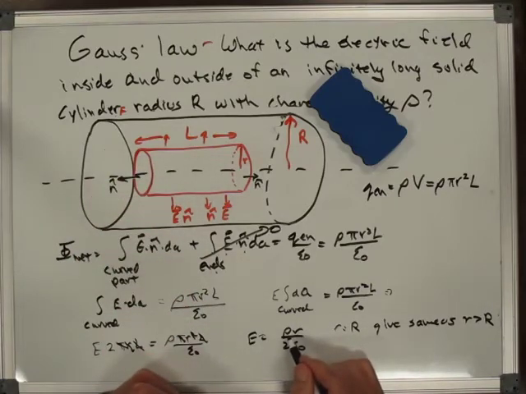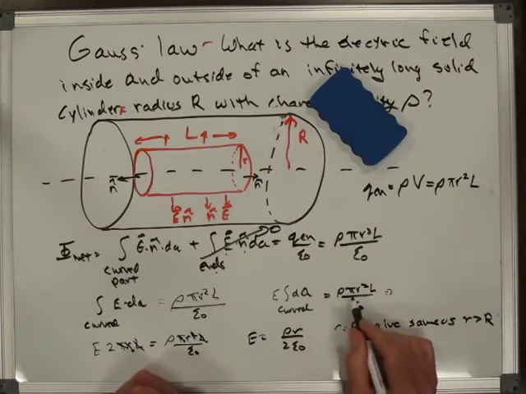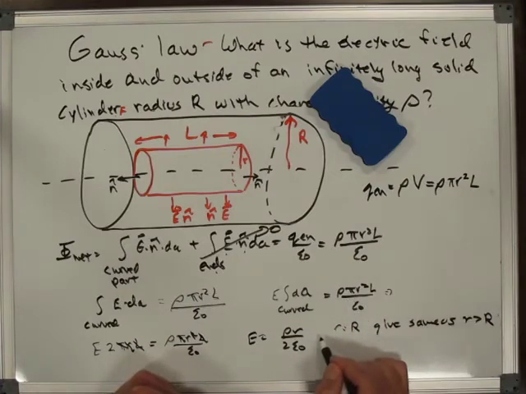And so, just like inside the sphere, it increases linearly until you get to the edge of the sphere, and then it falls off. This one falls off as 1 over r. Outside the sphere, it falls off as 1 over r squared.